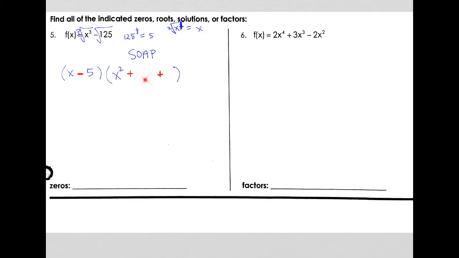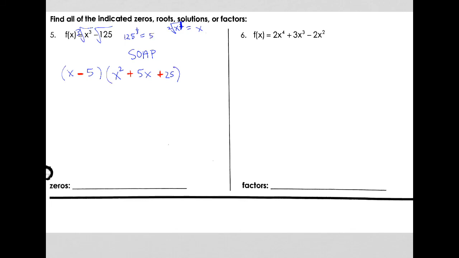Next, in order to find this term right here, we're going to use both of these numbers, our terms. It's going to be a 5 times an x. That becomes a 5x. And then in order to figure out the last term here, we're going to use the last term over here, and we're going to square it. So 5 squared is 25.